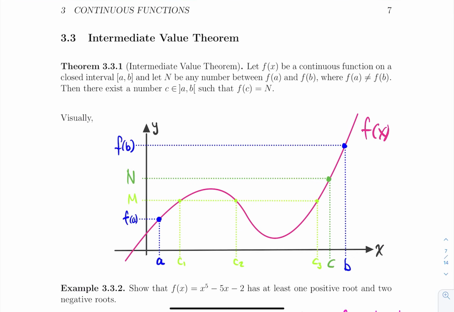Hello, everyone, and welcome to the last section of continuous function. We're going to talk about one of my favorite theorems of the whole semester, the intermediate value theorem.